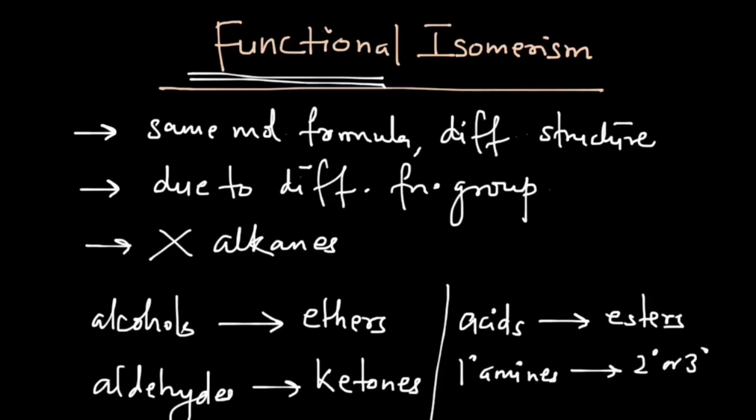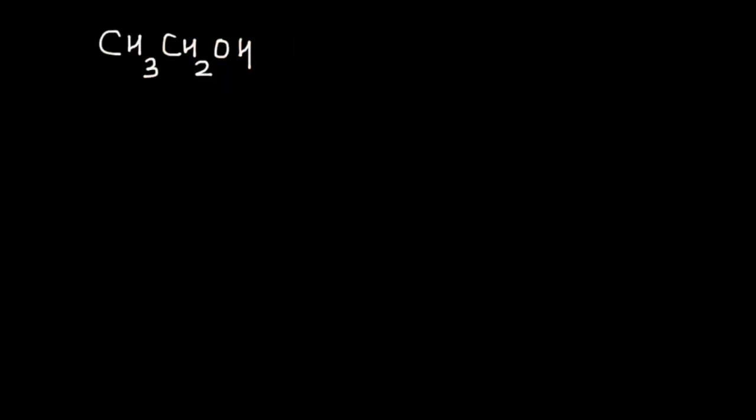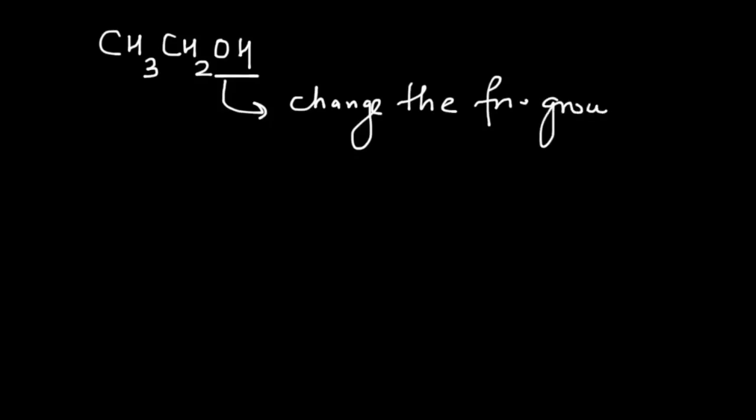So let's take a few examples based on functional isomerism and try to understand this concept even further. We have taken ethanol for example, and I am going to try to write its functional isomer, and for that I am going to change this functional group. That's right, functional isomers have different functional groups, so the trick is to change the connections to change the functional group. So what I am going to do is keep the molecular formula the same, but we are going to reorder the arrangement of atoms.